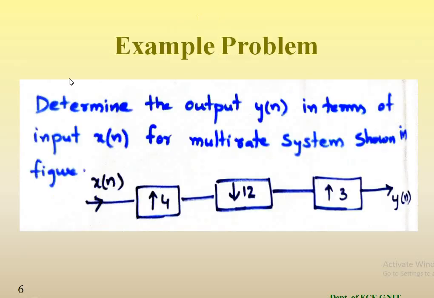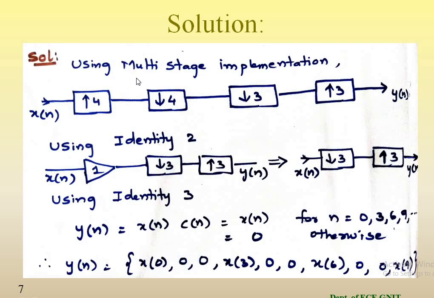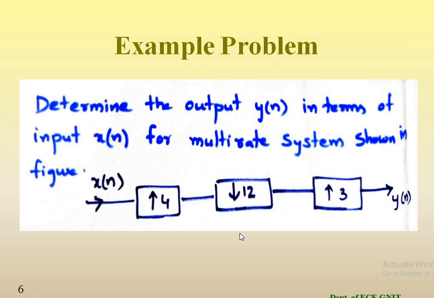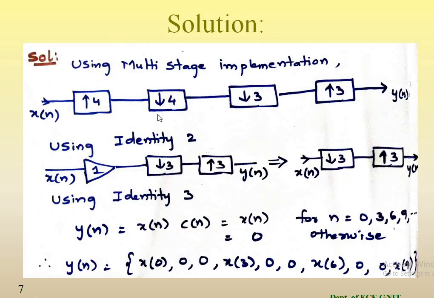Let us consider the block diagram shown in this figure. Using the multi-stage implementation that we have studied, I would like to split this downsampler, which has a downsampling factor of 12, such that it can be written as a product of two factors, 4 and 3. This block is now split into two downsamplers: a downsampler 4 followed by a downsampler 3.